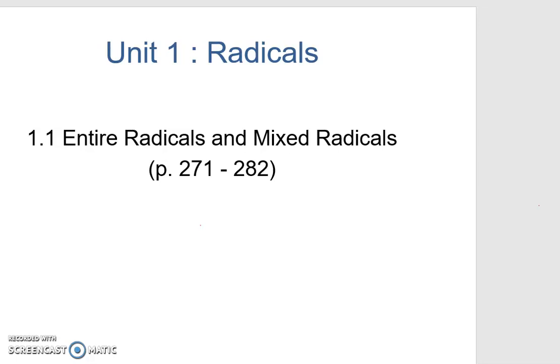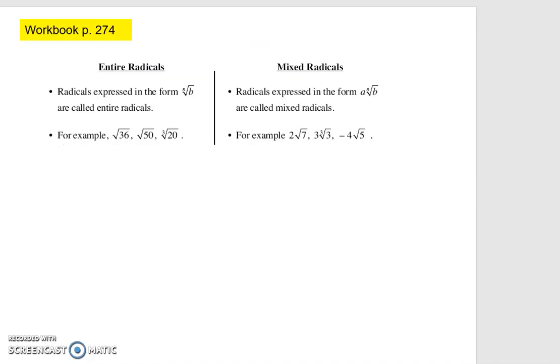Hi everyone. This video is to go over the steps on how to change something that is an entire radical into mixed radical. So first of all, what does entire radical and mixed radicals mean? Entire radical means when your radicand is underneath the square root or cube root and there is no number in front of it. So this is complete entire radical.